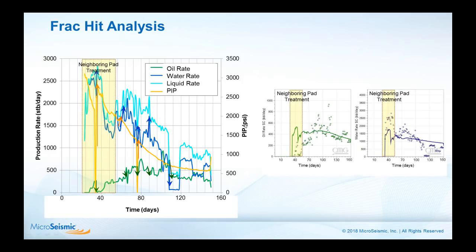On the right-hand side, we see that actual oil production is much lower than model calculation, and actual water production is much higher than model calculation over the same time period. This further confirms the frac hit from the neighboring pad. Please note that frac hits were not accounted for in the model.